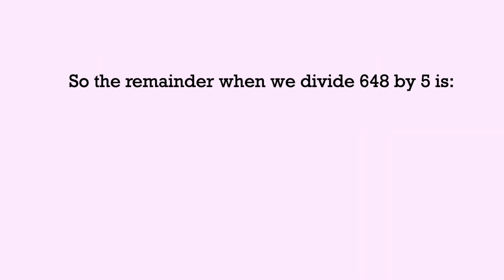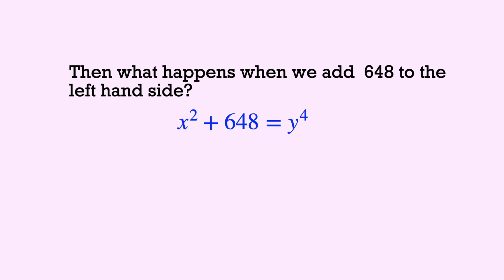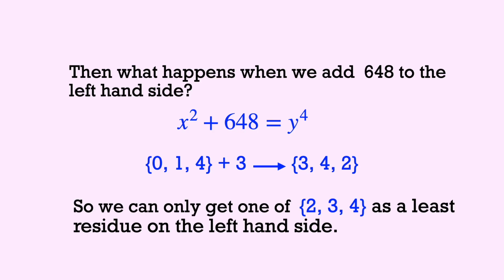Now the remainder when we divide 648 by 5 is 3. So we say 648 is congruent to 3 mod 5. In fact, it's 5 times 129 plus 3. So what happens when we add 648 to the left-hand side? Well, the remainders when we square an integer are one of 0, 1, and 4. And we said that 648 was 3, so when we add 3 to 0, 1, and 4, we get 3, 4, and 2. So we can only get 2, 3, and 4 as the least residue on the left side.